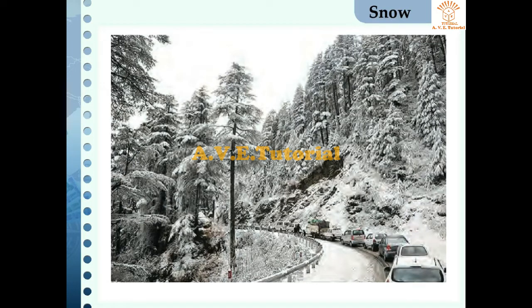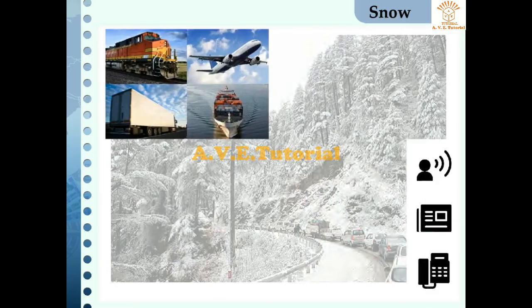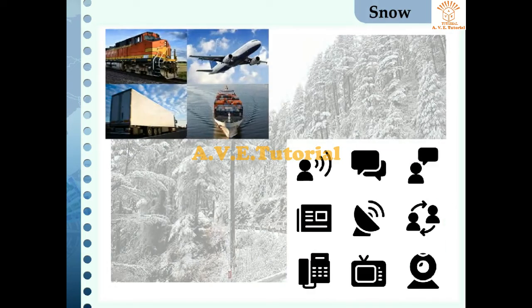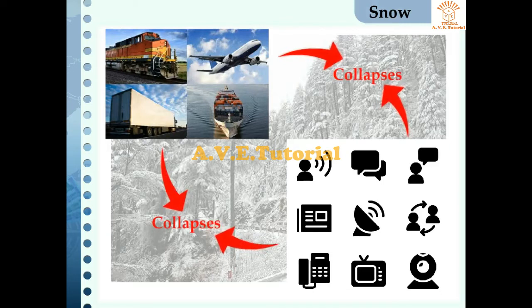When the snow accumulates on a large scale, then the transport and communication system of that area collapses. People living in those regions have to protect themselves from frostbite. When the snow melts, the region gets water.